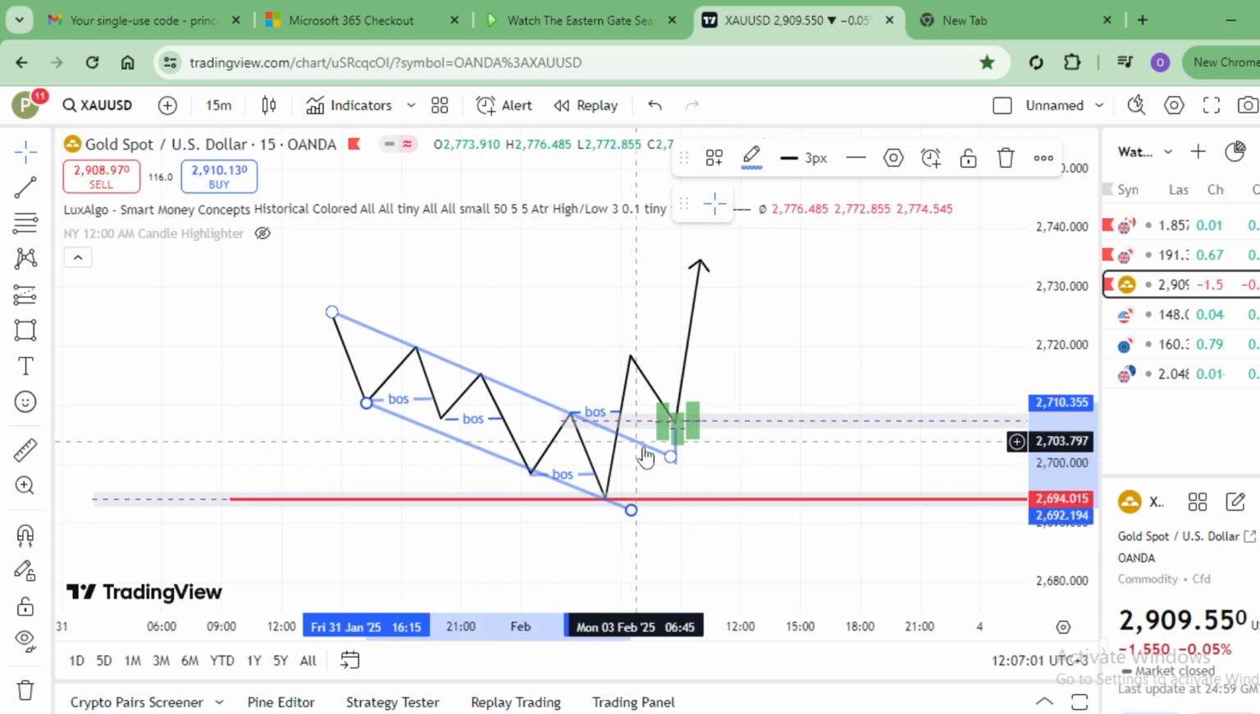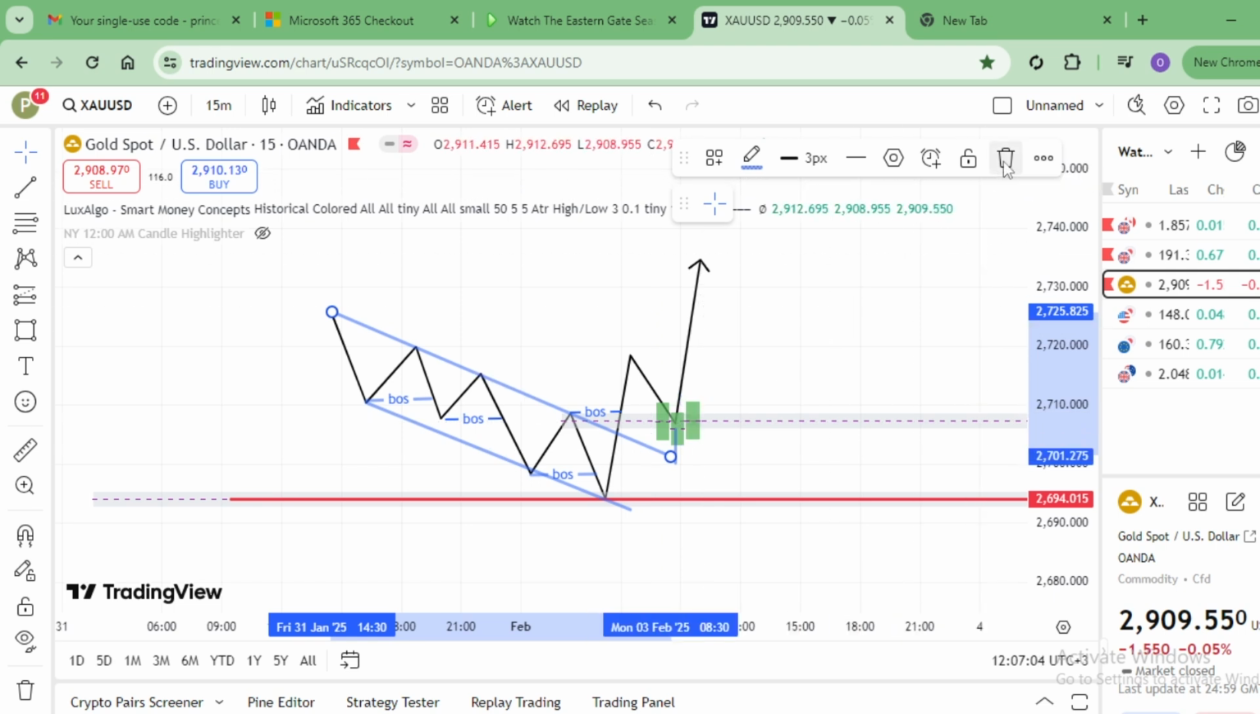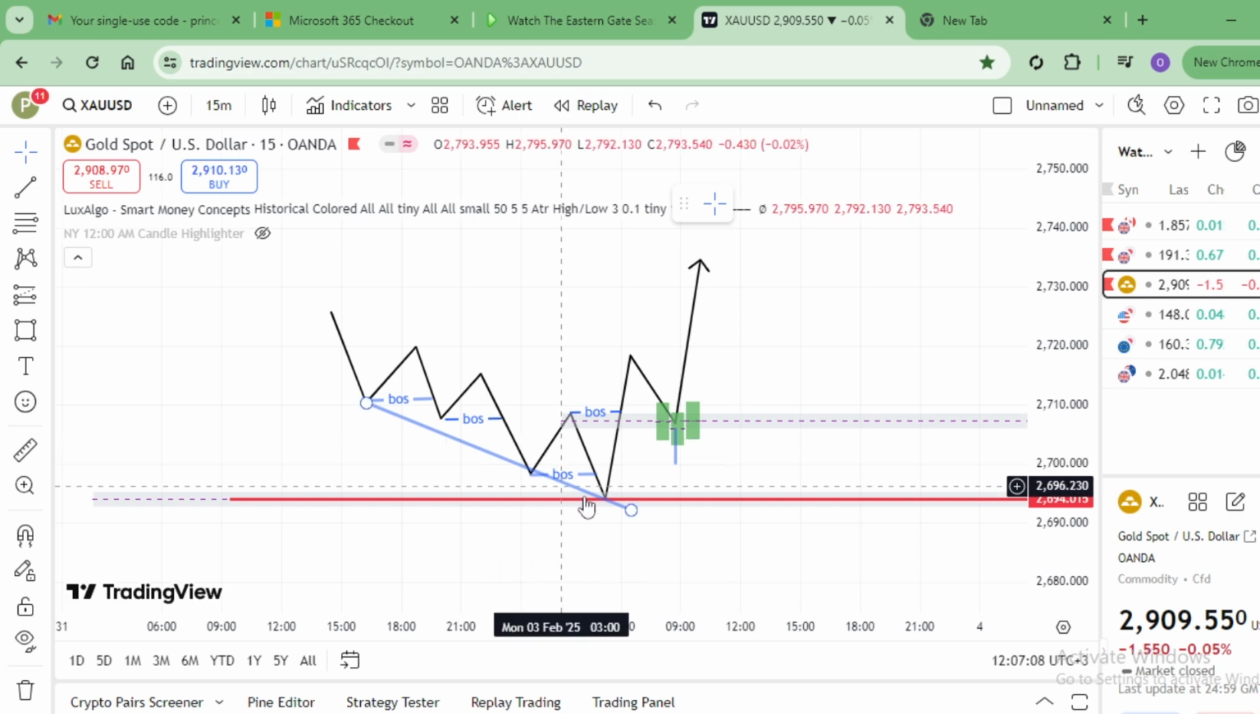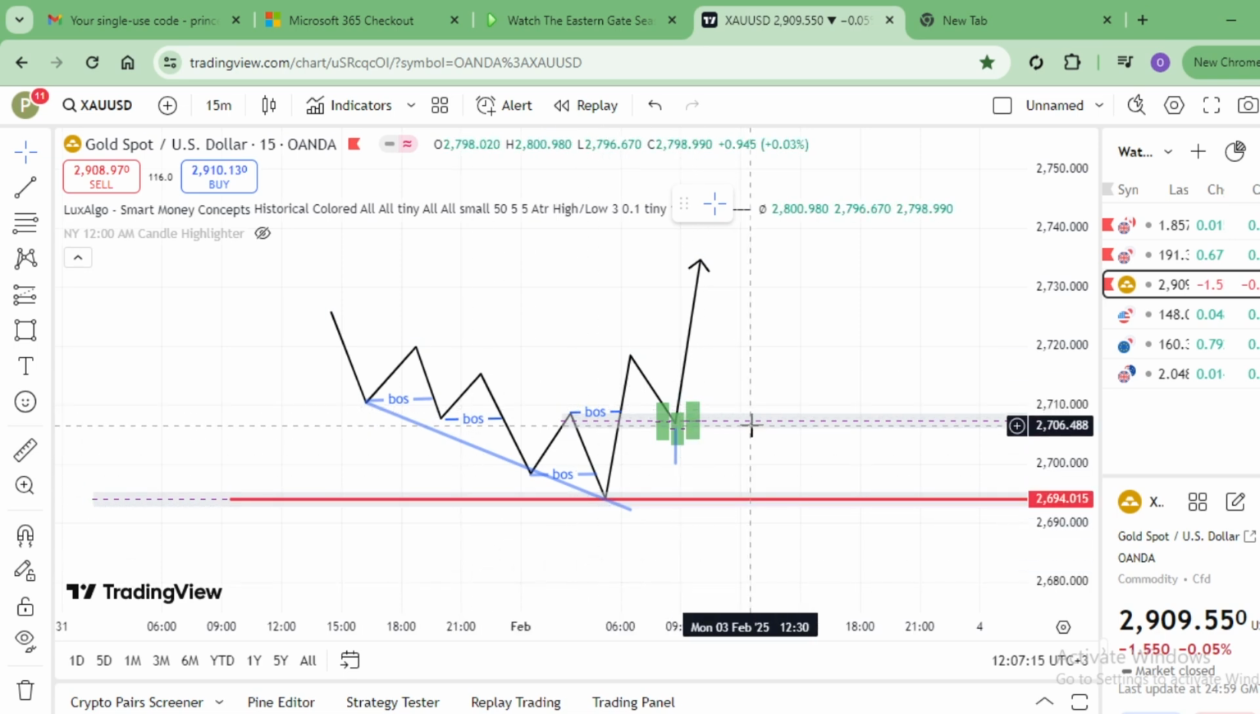And then we have this one break of structure to the upside. We have this one break of structure to the upside. You see, I've marked my zone here. This zone around here is where we enter from. This is our point of interest.